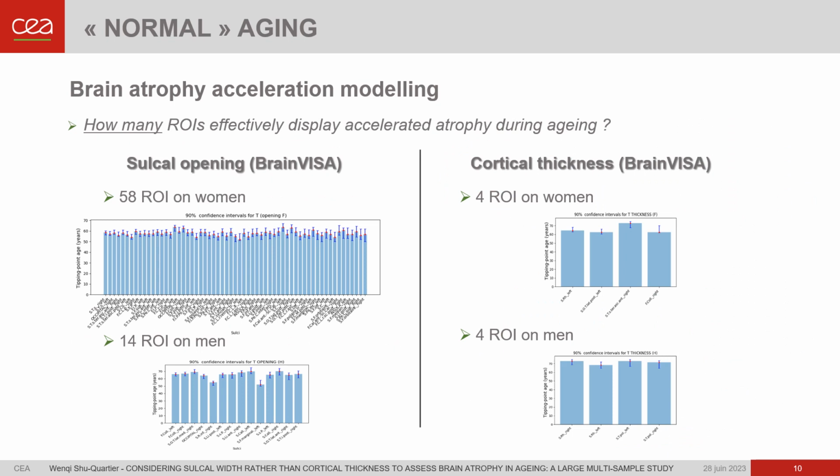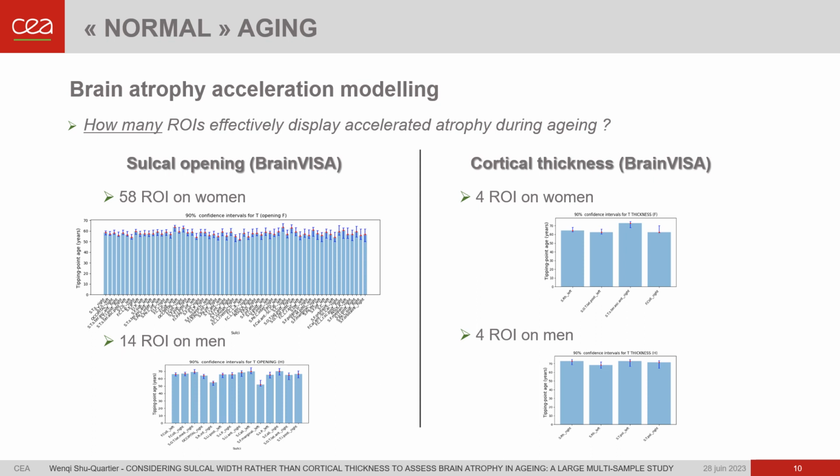The question is, how many sulci actually exhibit acceleration in atrophy? For the sulcal width measured by BrainVISA, there are 58 sulci showing acceleration in women, which are here classified by increasing confidence interval for the tipping point age. In contrast, there are only 14 sulci showing acceleration in men, indicating a clear difference between men and women.